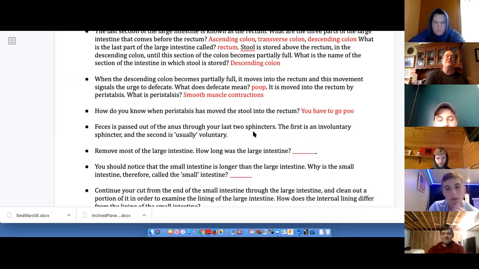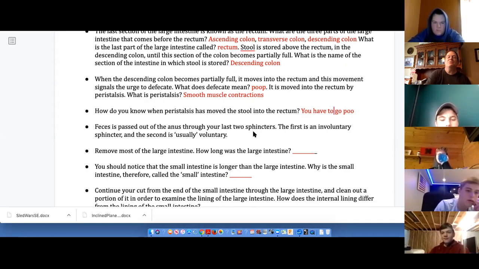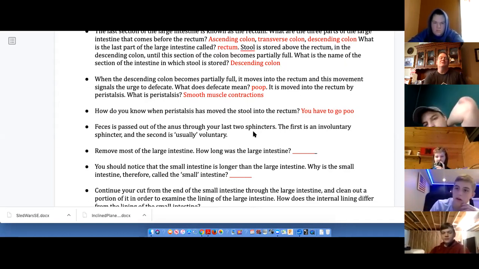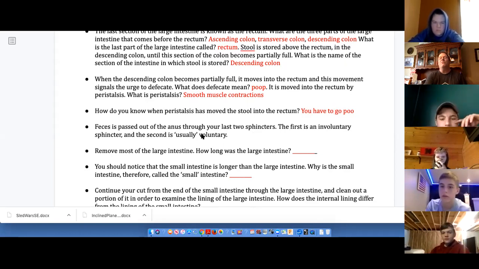Okay, feces is passed out of the anus through the last 2 sphincters. The first is involuntary, right? The first one that moves the stool into your rectum, you can't control it. The second one, hopefully you control it enough to make it to the toilet, right? So the second is usually voluntary.